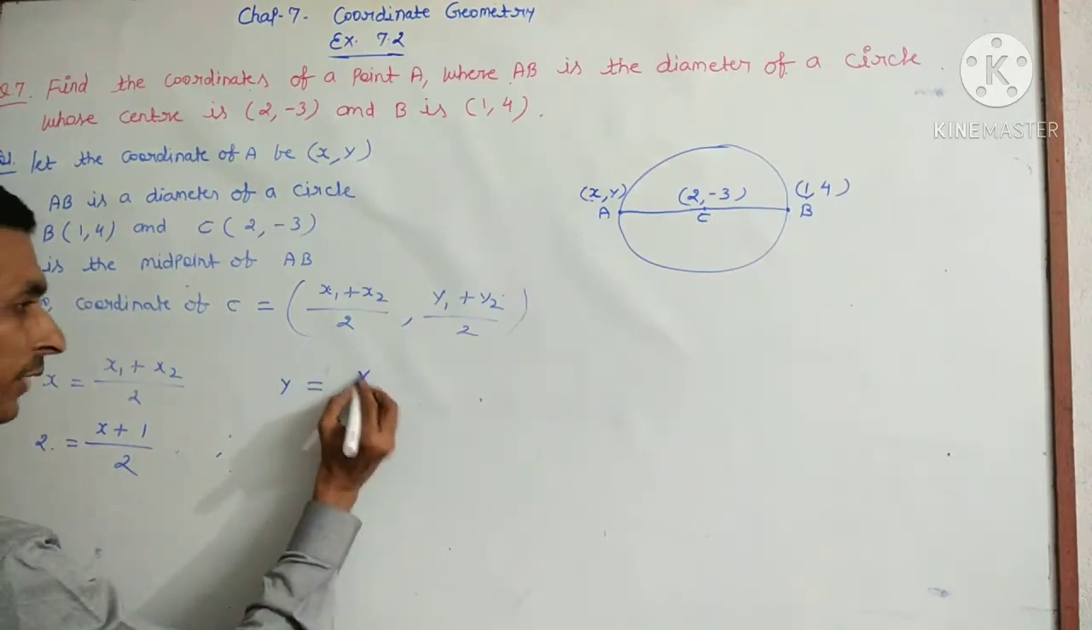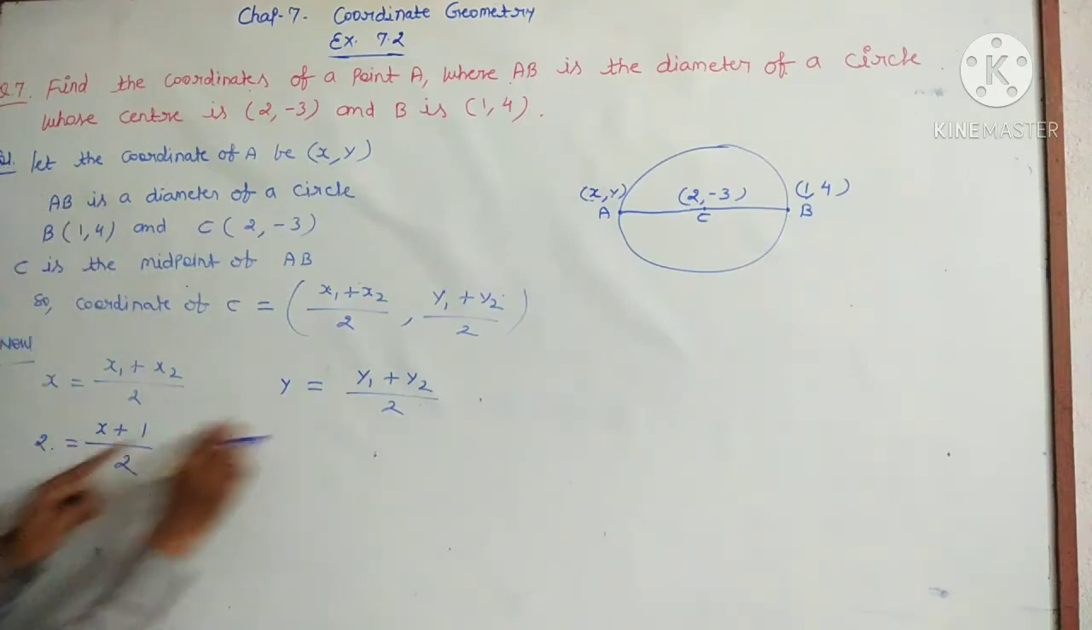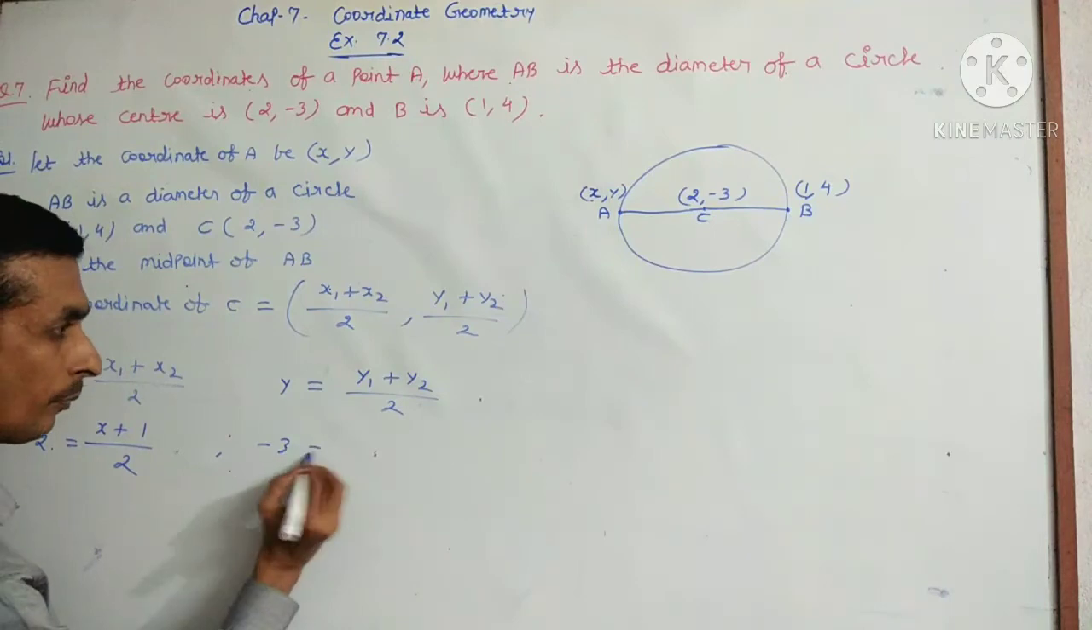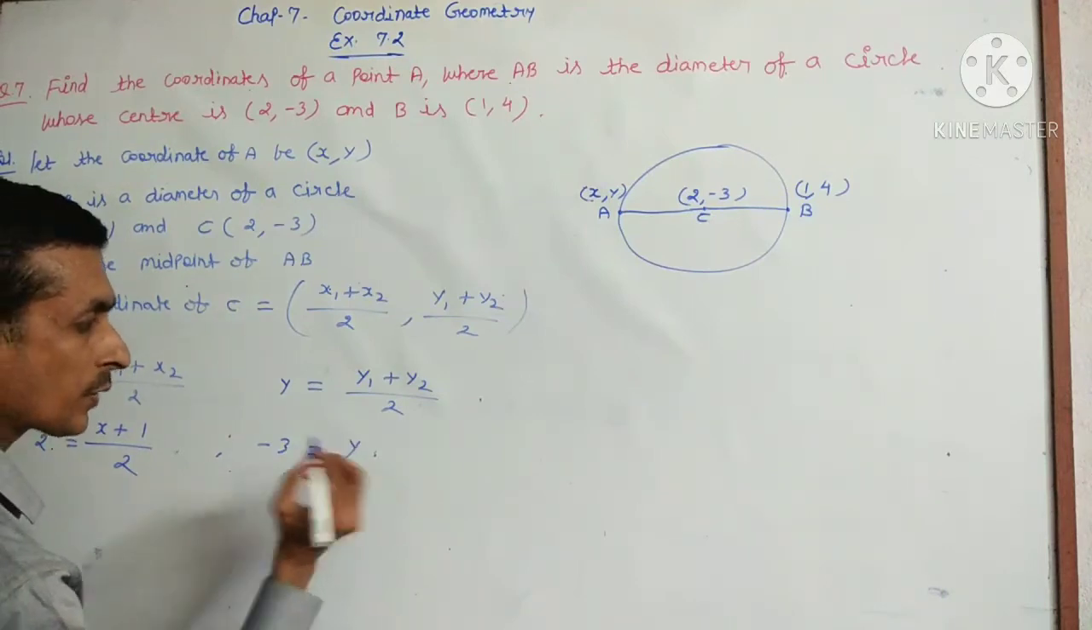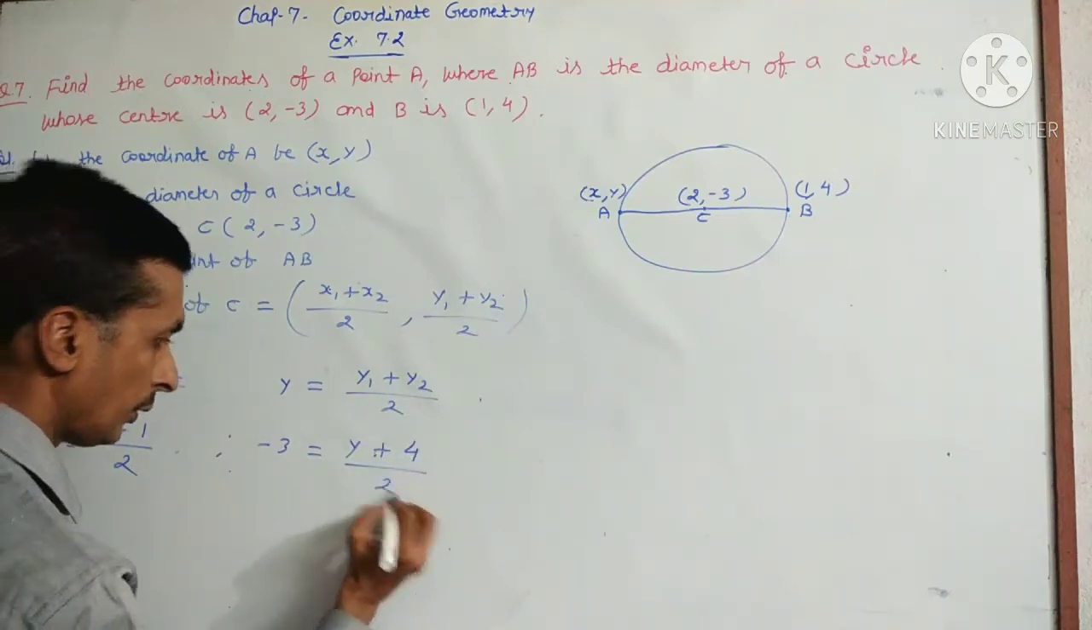Equation y equal to y1 plus y2 upon 2. So the value of y, the second one, is minus 3. Minus 3 equals y, and plus y2 value is 4, upon 2.